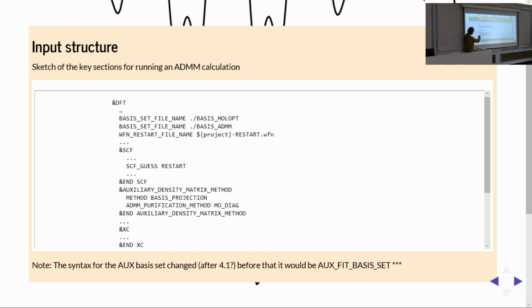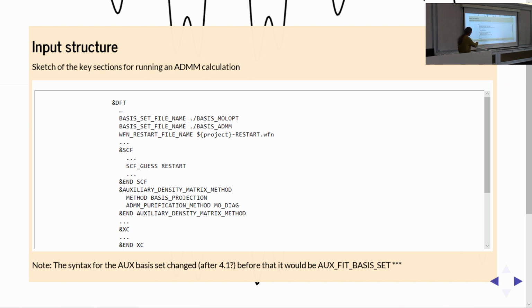So in the DFT section, it looks more or less like you've had before. A useful thing to know is that you can repeat this basis set file name. So if you've got basis functions in different places, you don't need to concatenate them all together into one file and make your own. You can just tell it to look in BASIS_MOLOPT for the primary basis functions and to look in BASIS_ADMM for the auxiliary basis functions. Always restart from a converged GGA calculation or one with a related hybrid functional.